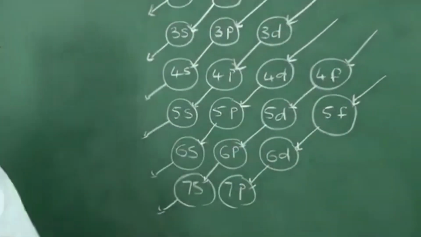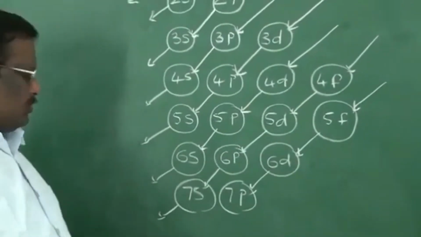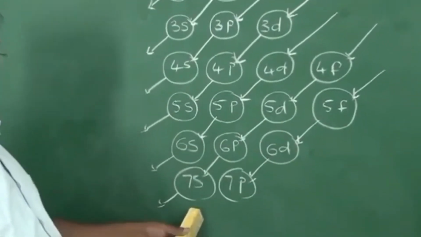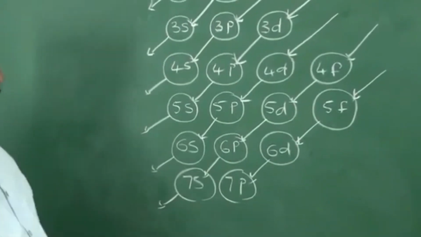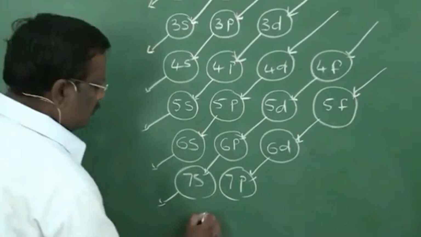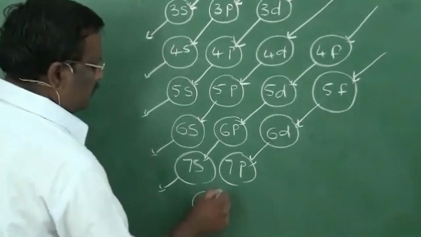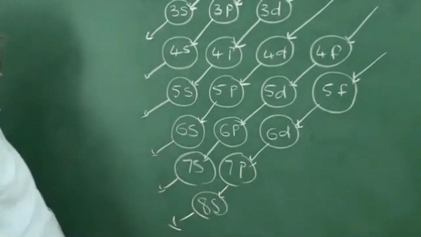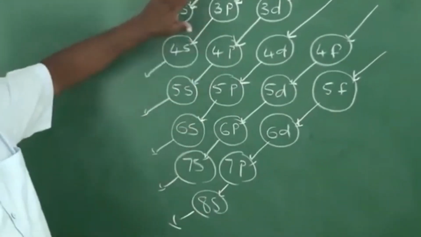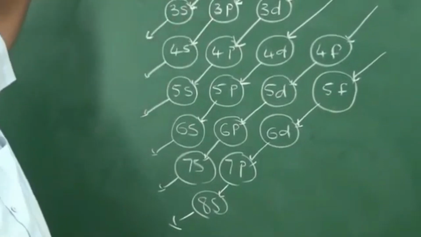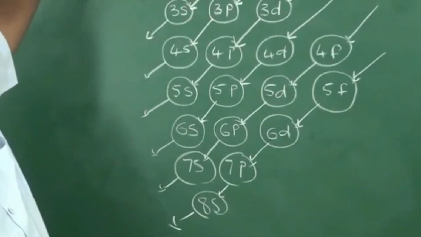There the atoms end. Suppose you write 8s here, there is no need even for 8s. That's why I am not writing it, or if you want, you can write it. But there is no need for this orbital. All these orbitals are sufficient even for the element with atomic number 116.